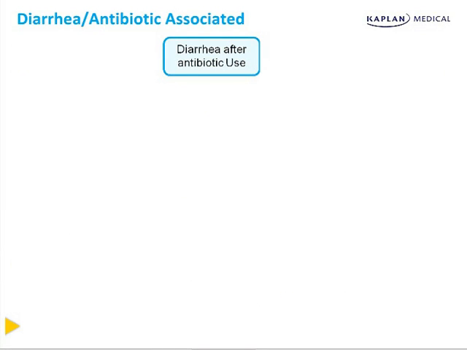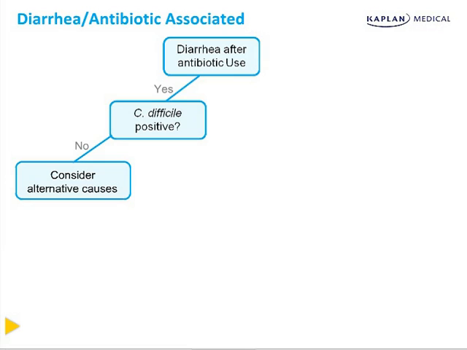Let's go through the decision tree for this form of diarrhea. Is there diarrhea after antibiotic use? If you answered yes, you must check a C. diff toxin assay. If this toxin assay is not positive, you must consider alternative causes, or you can consider doing a C. diff PCR if clinical suspicion is high.